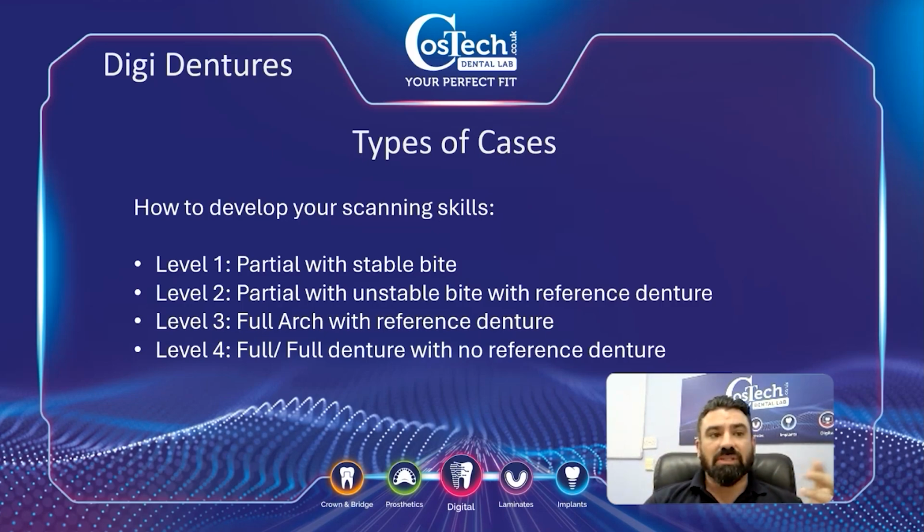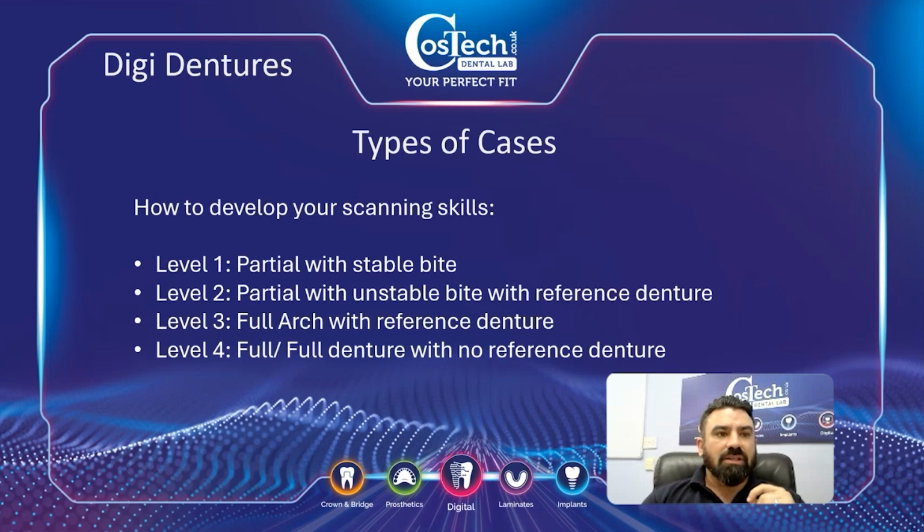So level one, I always take a good stable bite. You don't need to use a reference scan. It's just a patient, maybe it's their first denture: scan it, take the bite. That's everything we need. Again, make sure you've got enough of the sulcus, which I'll show you again later on.